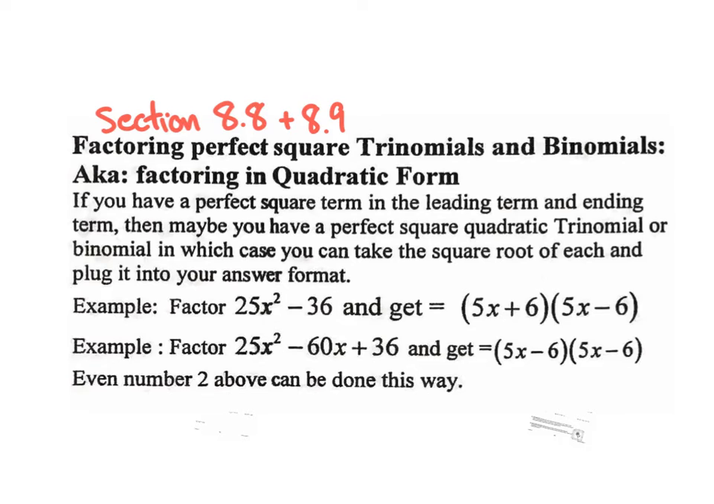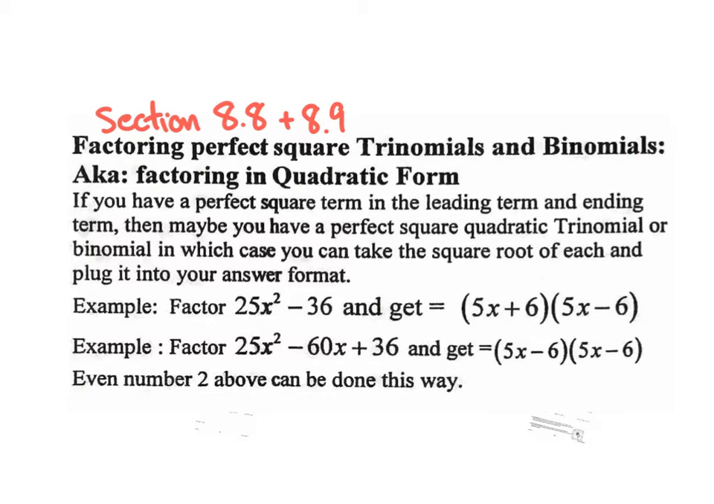We're gonna review these last two sections. We already covered them. It's section 8.8, 8.9, the last two sections of chapter 8, the last two sections of factoring. And is this the hardest two sections? Heck no, it's easy. What we're doing on these two sections is factoring perfect square trinomials and binomials.